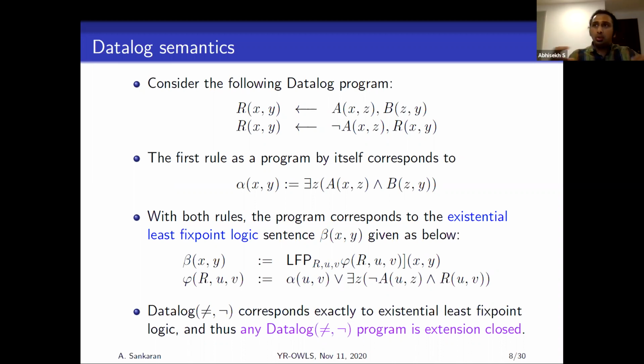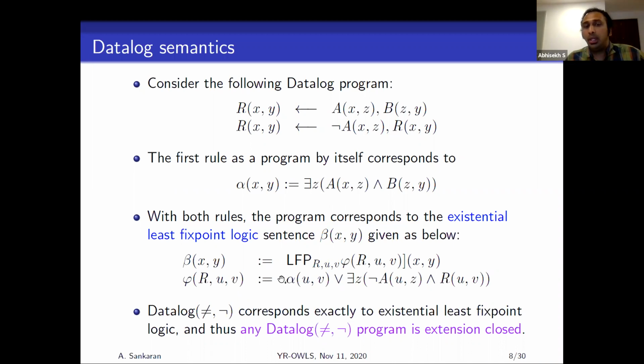So it's an infinite recursion that is there, and you want to pack it up into a relation that gets built up using this recursion. That's what the least fixed point quantifier, the generalized quantifier, would allow you to do. So you construct this sentence phi R U V, which is given as alpha, which is the one given above, or the existential closure with Z of negation A and R again.